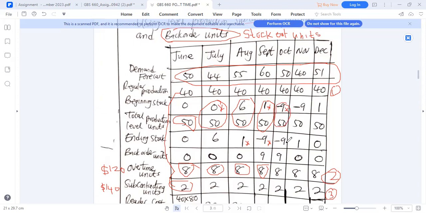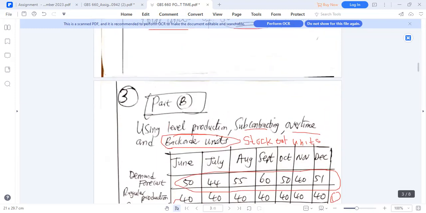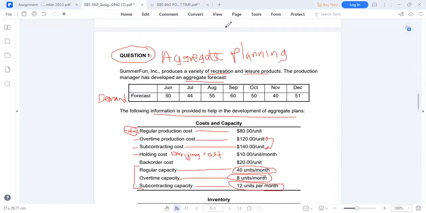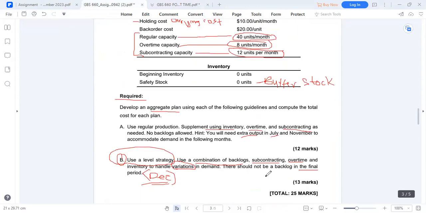This negative simply means the stock out, because we have tried our best to meet our demand, but we are failing to meet the demand because we have a negative here, which means it's a backlog with the stock out cost. That's why it says back orders are allowed, but not at the end of the period. No back orders should be allowed at the end of the 5th period. We shouldn't have any back order at the end. In the question, this is clear. It is stated that no back orders are allowed. There should be no backlog in the final period.